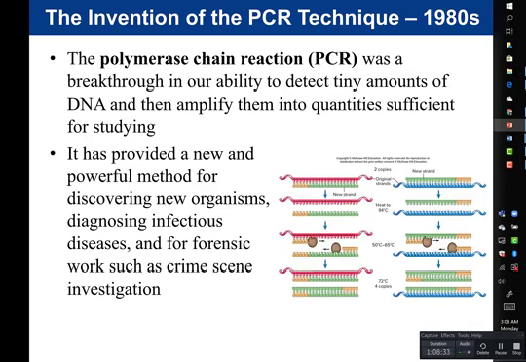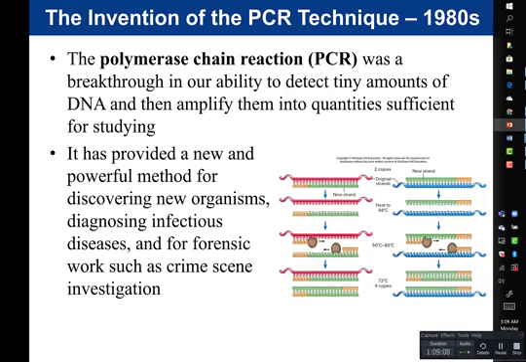It allows us to make many copies of those DNA sequences. This has provided a new powerful method for discovering new organisms. So it allows us to detect if a particular organism is present. So for example, in one of the coronavirus tests that we have, they use this PCR. They're looking for these sequences in the patient's body that shows that the coronavirus is present. And so they can do this by using this PCR.